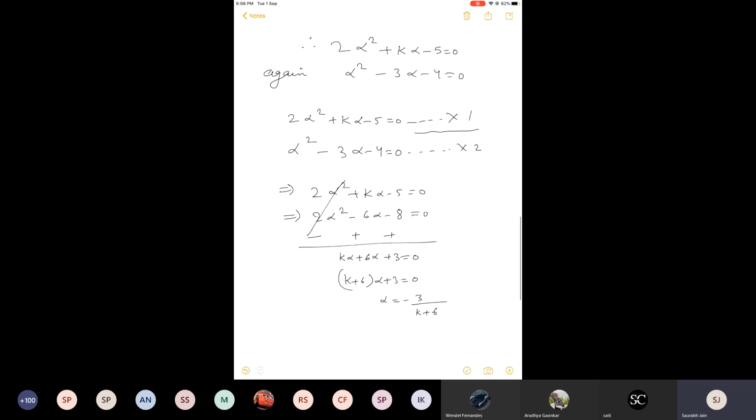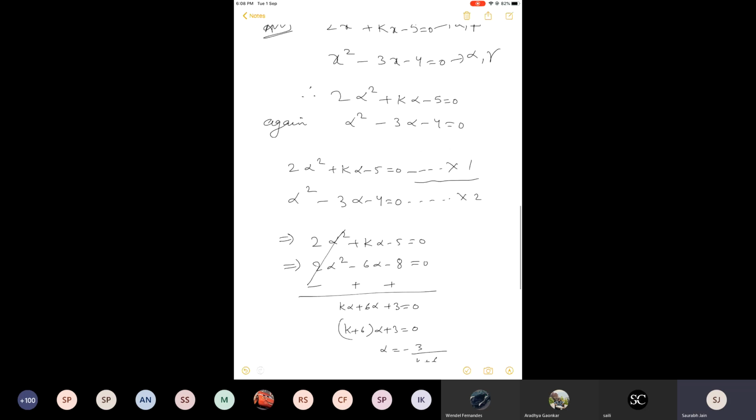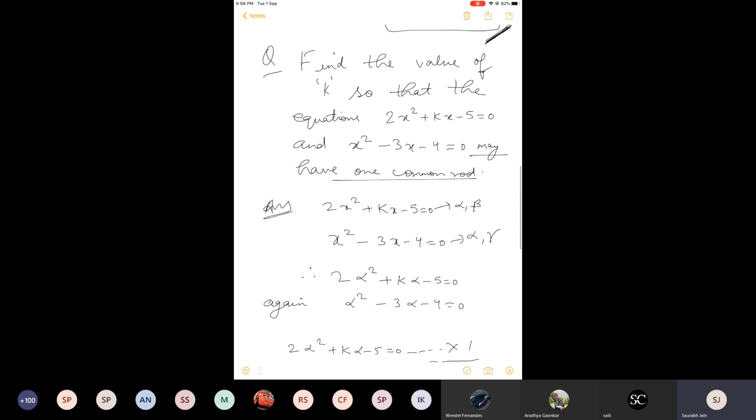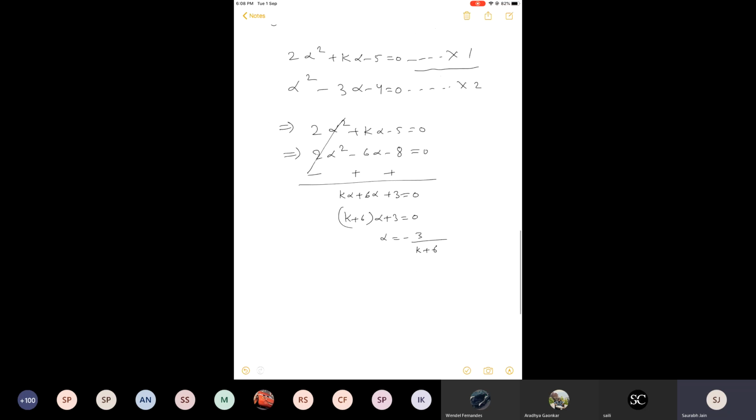But the question is, what? Find the value of k so that the equations have a common root. We have not got the answer till now. In fact, we have got the value of the common root in terms of k. But the question is, what is the value of k? So finally, the last step to solve this question.